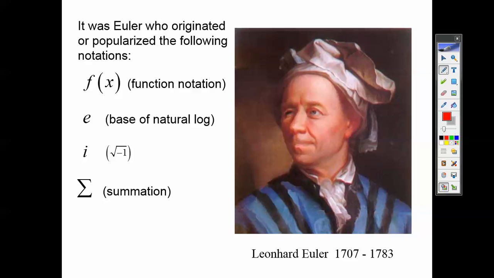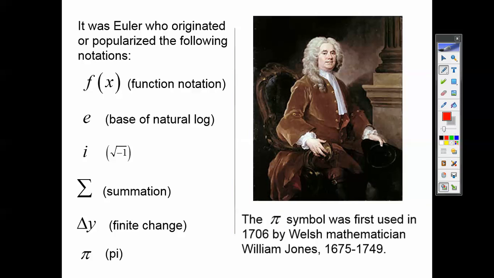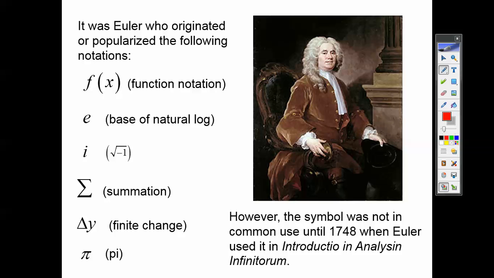Sigma notation, using sigma to mean a sum. And this is going to come into play here. This idea of delta y, delta x, using that delta to mean change, and pi. So that's a pretty good list right there. Okay? All right. And then, of course, like I said, pi was first used by somebody else. However, the symbol was not in common use until 1748 when Euler used it in that paper.